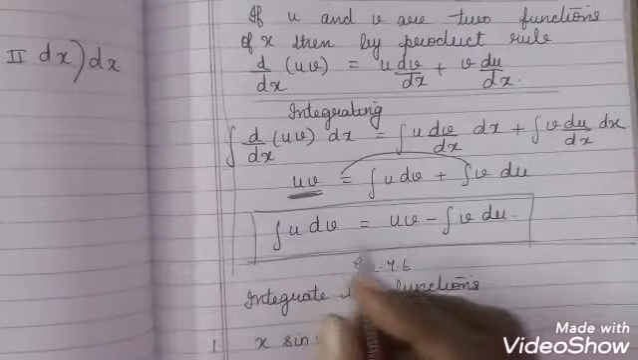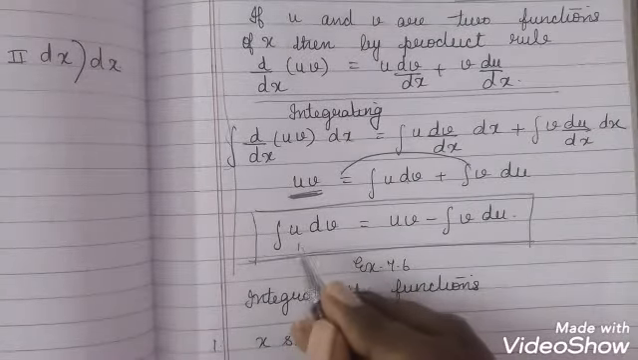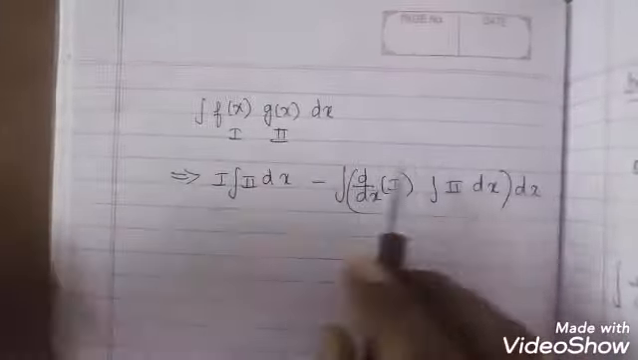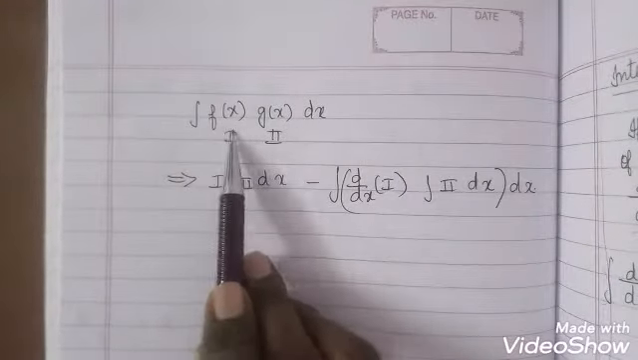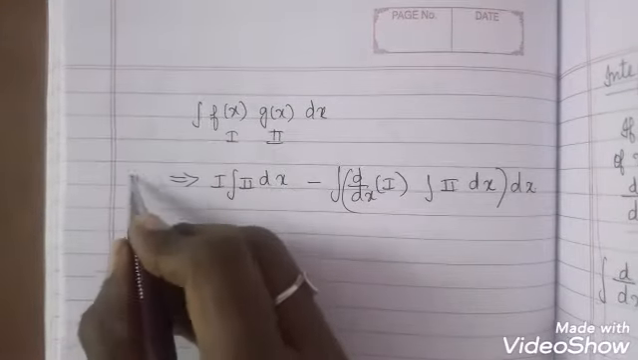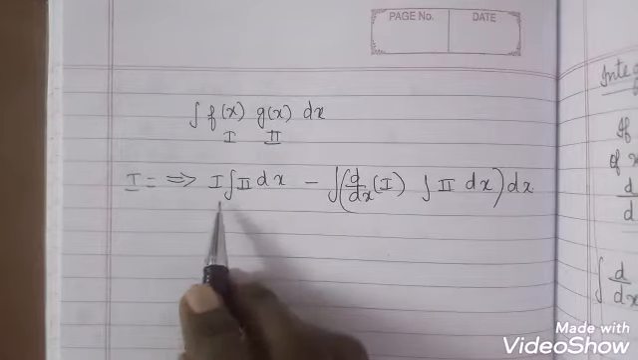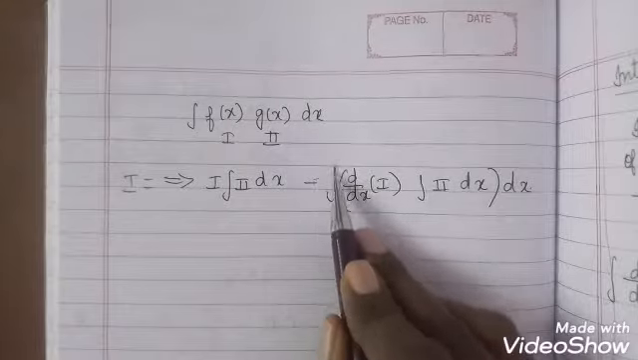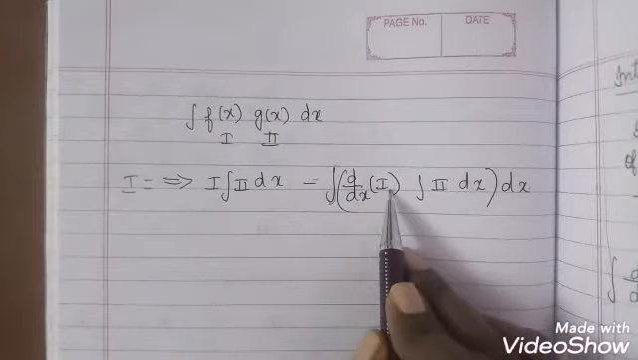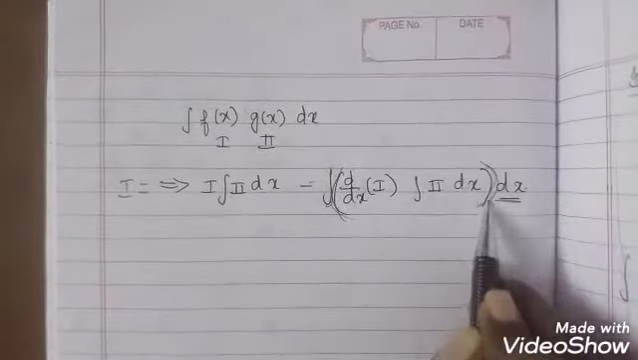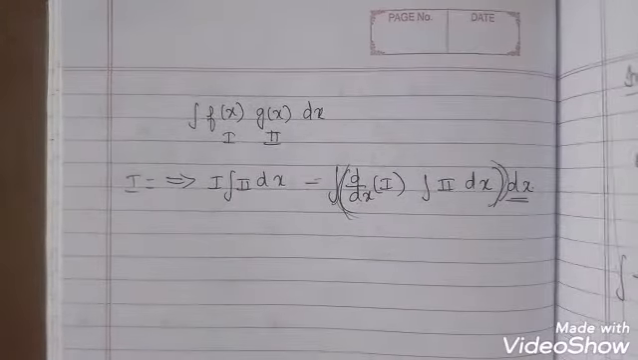So what I am going to do here is take one as the first part and the other one as the second part. How I have defined the formula in this case, you can just check out the formula here. Suppose I have two functions here, f of x and g of x. This is the first one and this is the second one. So how do I write my I? Your I is equal to first one into integral of second dx minus integral of d by dx of the first one into integral of second dx, the whole thing dx. The whole thing comes under integration. When I do the problem you will understand it.